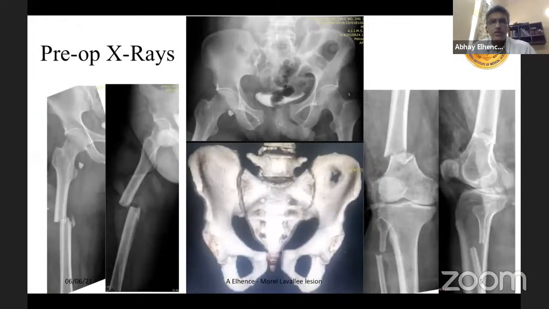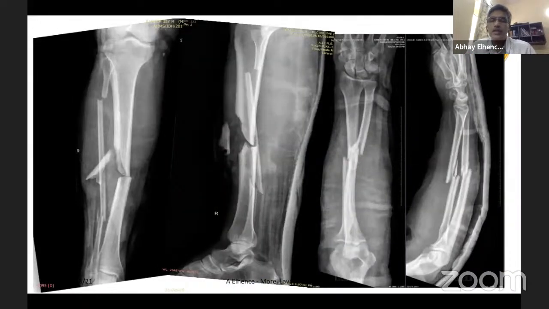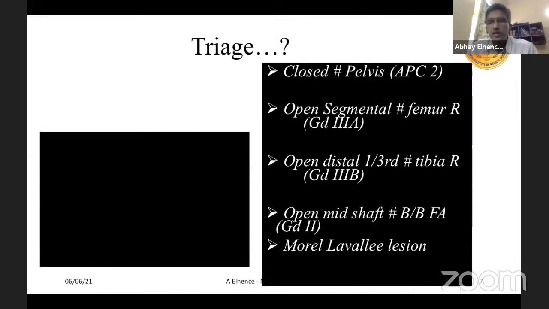As you see on these preoperative x-rays that were done once the patient was stabilized hemodynamically and reported to the ED, or the emergency department of the hospital. So the basic question one has to ask is, how do you triage the management of the patient and the injuries? You have to deal with a closed fracture of the pelvis, which is an APC 2 injury, an open segmental femur, which is a grade 3A injury, a 3B ipsilateral tibia, and a grade 2 both bone forearm. And to top it all, there is a small Morel-Lavallée lesion.